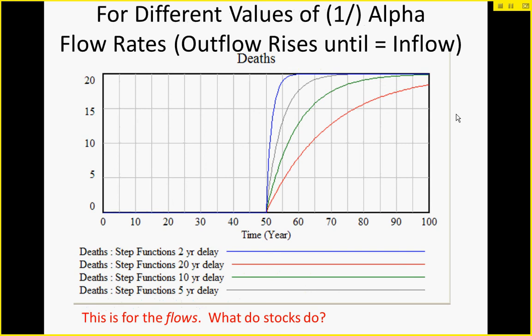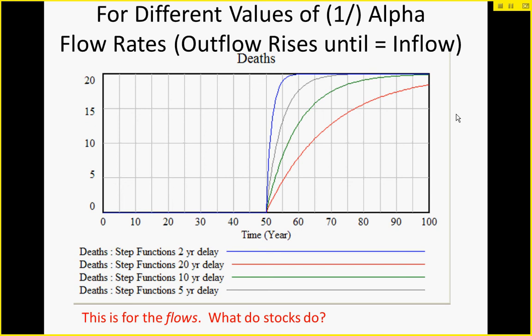Let me ask this, in the extreme case where alpha approaches 0 and the mean time in that stock approaches infinity, what would be the case then? Suppose it were 0, the extreme case, alpha is 0. The inflow is going to do what? It's going to never change at all, right? It's going to remain down here. And if we make alpha very, very, very small, it's going to follow this, right?